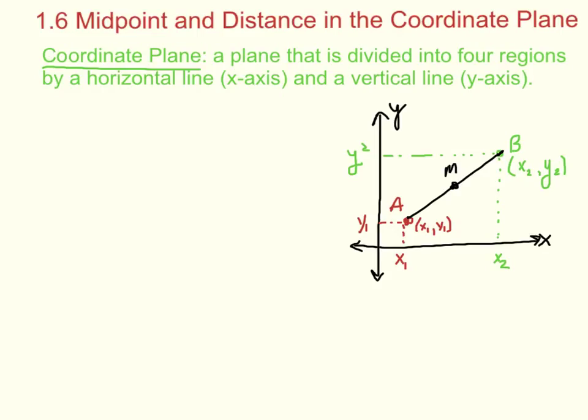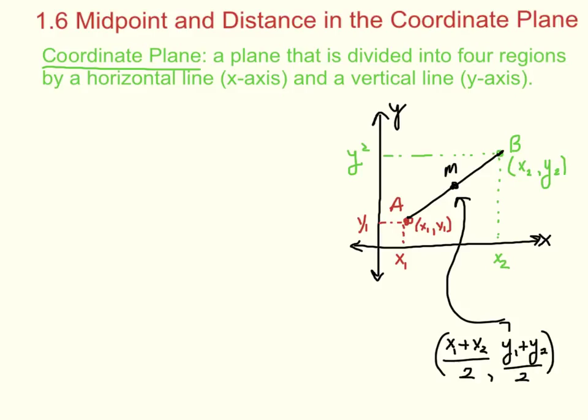Now the midpoint is halfway between A and B. So I'm going to draw a line here to show you what the midpoint formula looks like. The midpoint formula looks like this. You have to find the average of each coordinate. So we're going to take the x values, x sub 1 plus x sub 2, and we're going to take half of that because there are two values. We're going to take both y values, add them together, and divide by 2. That is called the midpoint.